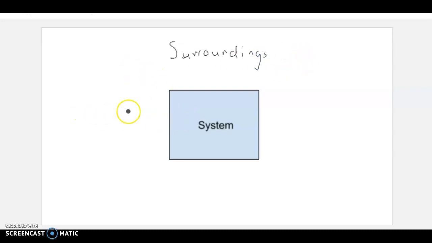Now we talked about endothermic and exothermic, so you just want to be aware of what's happening in terms of the system. When energy is going into the system from the surroundings, that's an endothermic process. So let's write that down right here. And when energy is flowing from the system to the surroundings, that's considered an exothermic process.